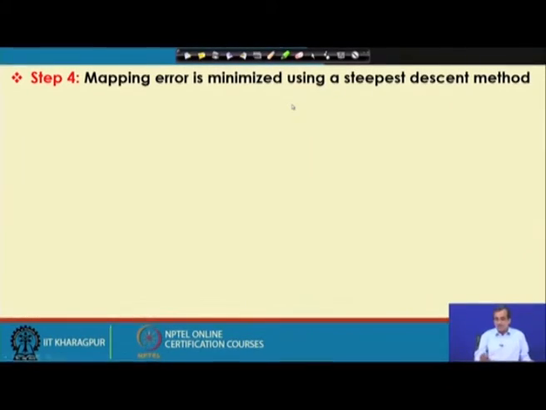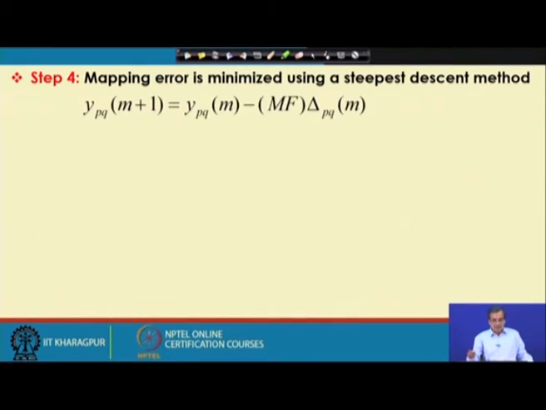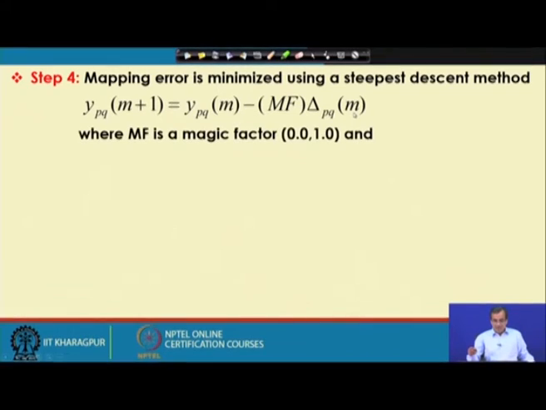So, this is the way we express this error in mapping, and in step 4 this mapping error is minimized using a steepest descent method, because this particular method in principle can solve the minimization problem. And for this steepest descent method, this is the rule for updating: y_pq^(m+1) is nothing but y_pq^m minus mf, the magic factor, multiplied by delta_pq^m. Now, here this magic factor is nothing but the step length.